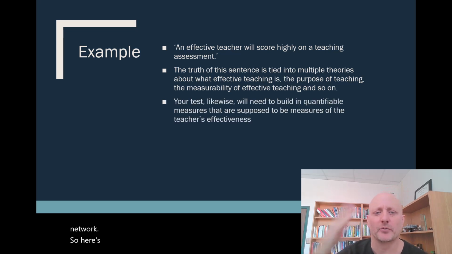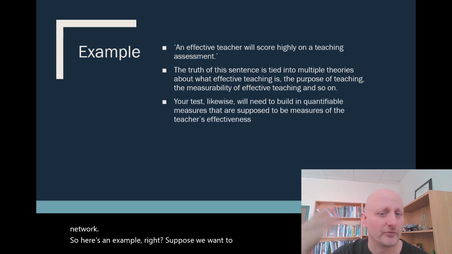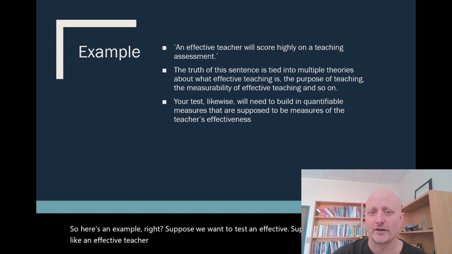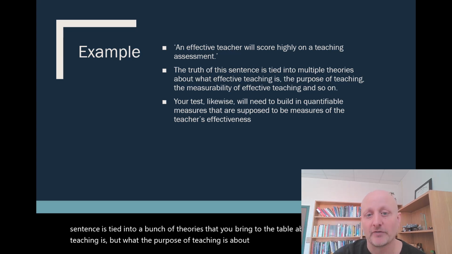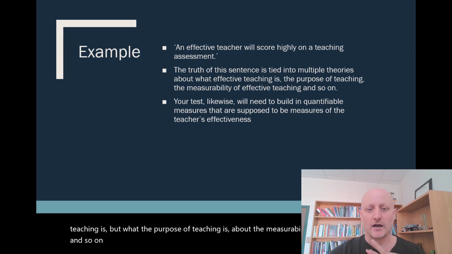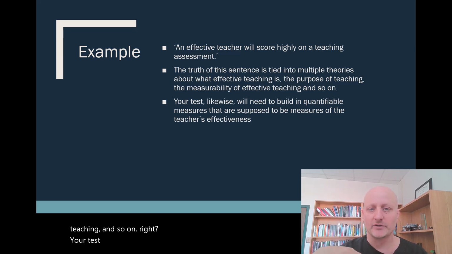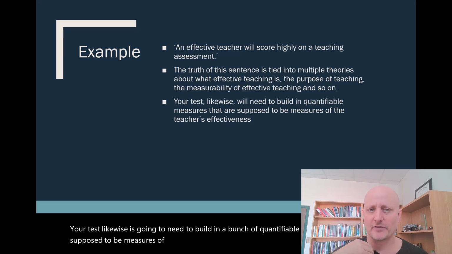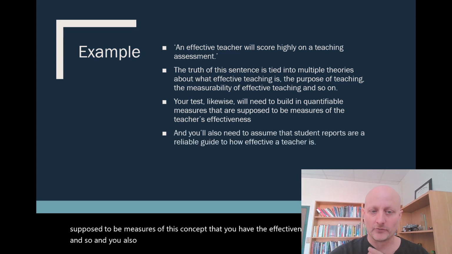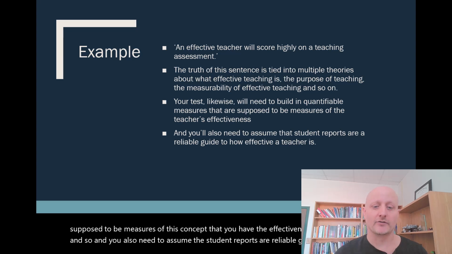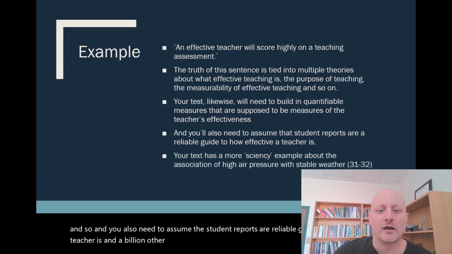So here's an example, right? Suppose we say something like an effective teacher is going to score highly on a teaching assessment. The truth of that sentence is tied into a bunch of theories that you bring to the table about what effective teaching is, about what the purpose of teaching is, about the measurability of effective teaching, and so on, right? Your test, likewise, is going to need to build in a bunch of quantifiable measures that are supposed to be measures of this concept that you have, the effectiveness of teaching, right? And you also need to assume the student reports are a reliable guide to how effective a teacher is, and a billion other things, right?